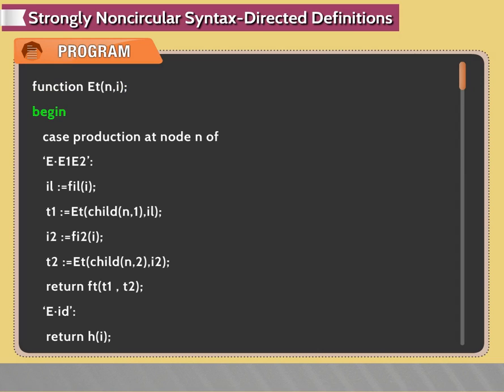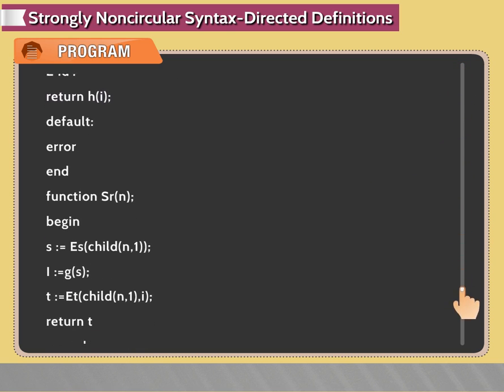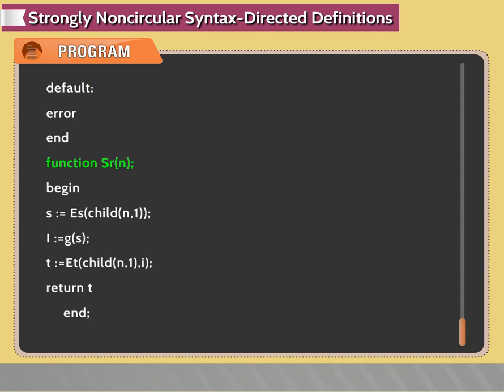Function ET of N, I: begin case production at node N of E produce E1, E2: I1 = F1 of I, T1 = ET of child(N, 1), I1, I2 = F2 of I, T2 = ET of child(N, 2), I2. Return FT of T1, T2. E produce ID: return H of I. Default: error. End function. SR of N: begin S = ES of child(N, 1). I = G of S. T = ET of child(N, 1), I. Return T. End.